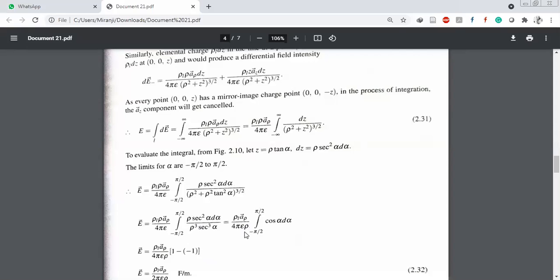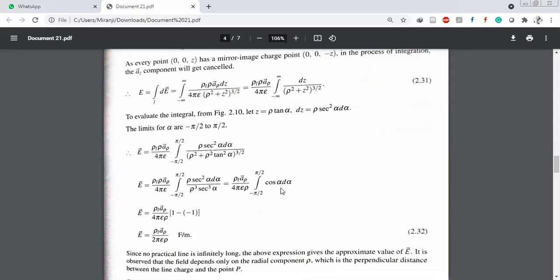So E equals rho_l a_rho by 4 pi epsilon rho times the integral from minus pi/2 to pi/2 of cos alpha d alpha. Secant squared and secant cubed cancel each other, and the inverse is cos alpha d alpha. That is the same expression. Substitute those values, upper limit minus lower limit: sin alpha, and cos of pi/2 is 0.